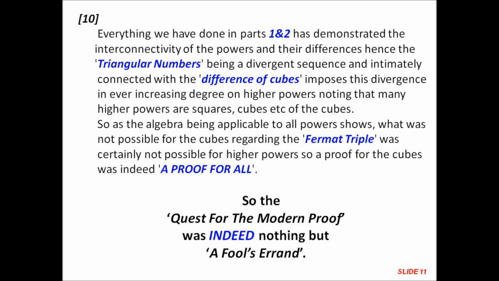Everything we have done in parts 1 and 2 has demonstrated the interconnectivity of the powers and their differences. Hence, the triangular numbers being a divergent sequence and intimately connected with the difference of cubes imposes this divergence in ever increasing degree on higher powers, noting that many higher powers are squares, cubes, etc. of the cubes themselves. So as the algebra being applicable to all powers shows, what was not possible for the cubes regarding the Fermat triple was certainly not possible for higher powers. So a proof for the cubes was indeed a proof for all. So the quest for the modern proof was indeed nothing but a fool's errand.